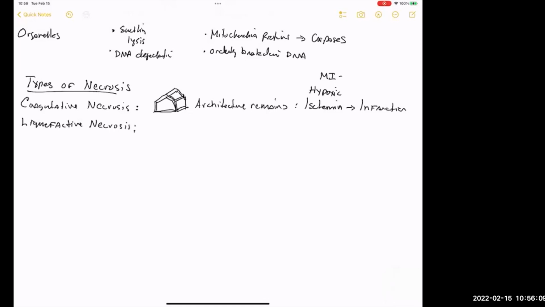So liquefactive necrosis is where you actually have digestion of dead cells. So you get a liquid, and oftentimes this is referred to as pus that forms. All right. And so this is often seen in the setting of an infection where you get liquefactive necrosis occurring. All right.